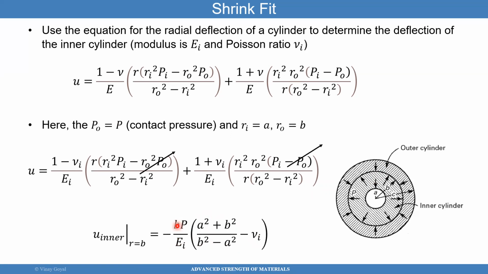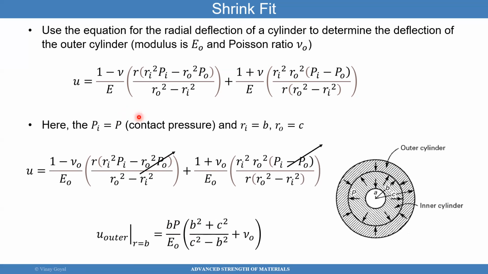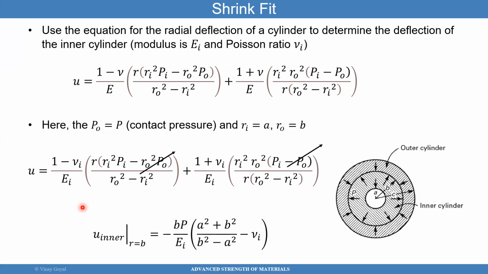I can repeat the process for the inner cylinder. I'll tell you how I constructed this PowerPoint. I copied this slide over to the next slide, and now you can see everything got changed to inner cylinder. I use EI for the modulus of the inner cylinder, and the Poisson ratio of the inner cylinder. So pretty much I changed everything. The only thing that changes now is the following.